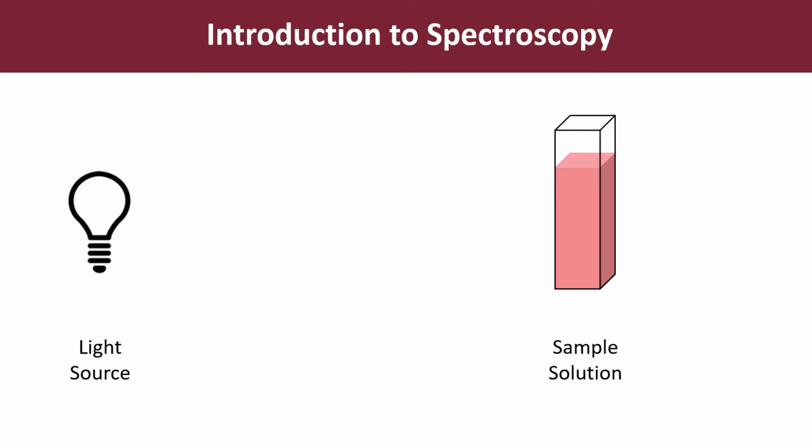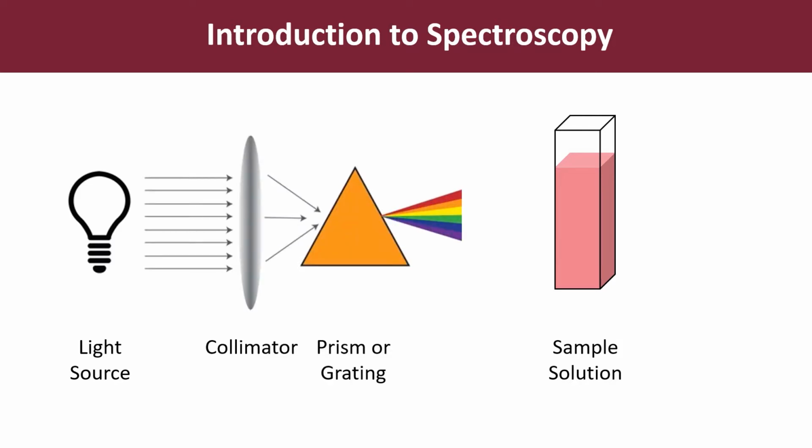In order to understand spectroscopy, it's important to understand a little bit about how the instrument works. So the instrument has a light source, and of course you're going to have your sample solution. You can see it's in one of those little square holders called a cuvette. The first thing that needs to be done with the light source is it needs to be filtered so that you're only using a particular wavelength of light. So you can see how this works. There's a little lens, it's called a collimator, and that focuses the light on a prism or a grating. And the prism separates the light into basically the different wavelengths, which looks a little bit like a rainbow.